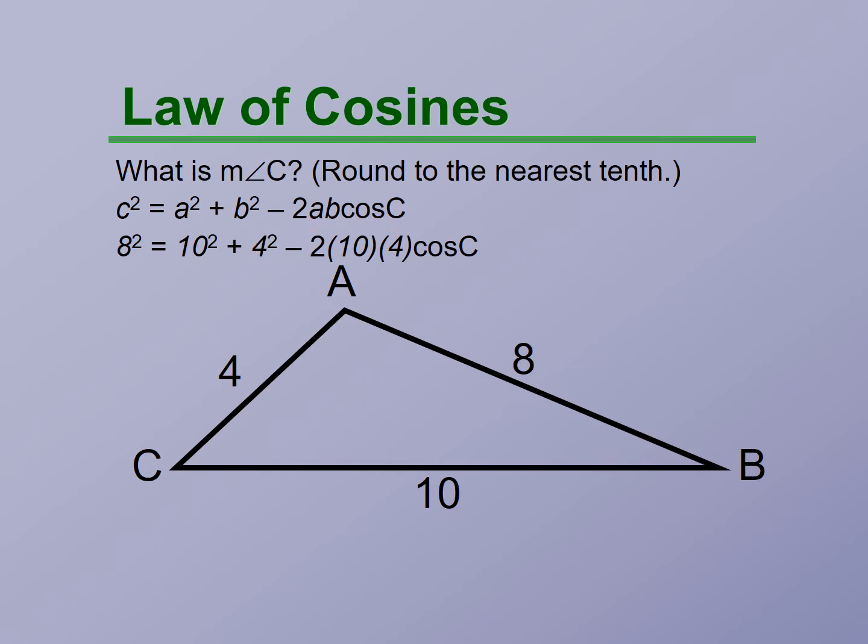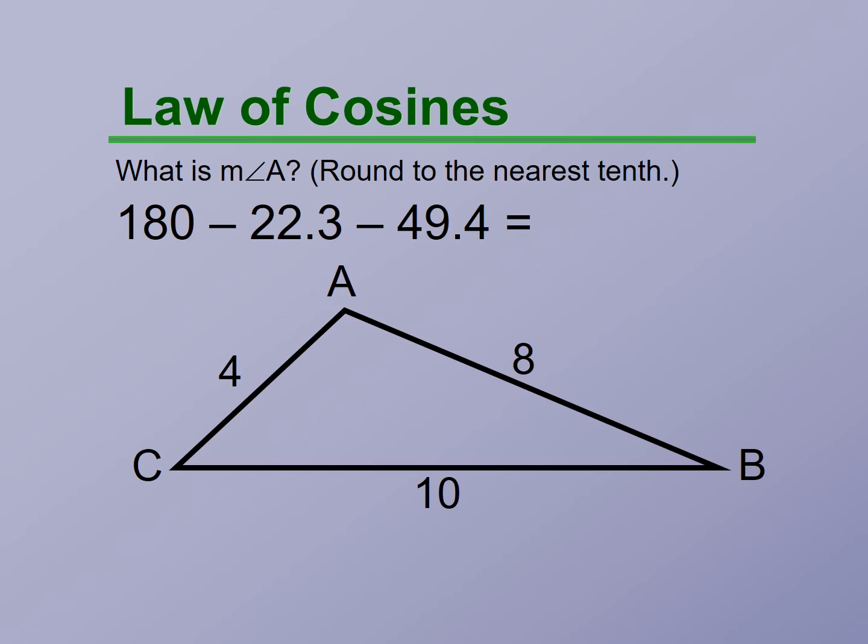So I'll plug in my information. 8 squared, since C is 8, equals 10 squared, since A is 10, plus 4 squared, since B is 4, minus 2 times 10 times 4 cosine C. And then I'll simplify. I'll do 8 squared minus 10 squared minus 4 squared, divided by -2 times 10 times 4, and I'll take the inverse cosine of that answer. And then I'll end up with 49.4 after I round to the nearest tenth.